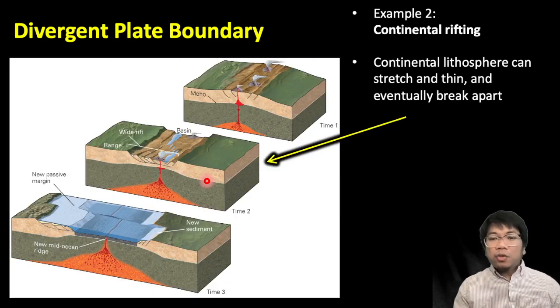All right, the next one is, not only in the ocean, we can actually have a divergent plate boundary in the middle of the continent. And the process is called continental rifting. That happens when a continent stretches and thins and eventually breaks apart into two separate continents, like illustrated in this figure.